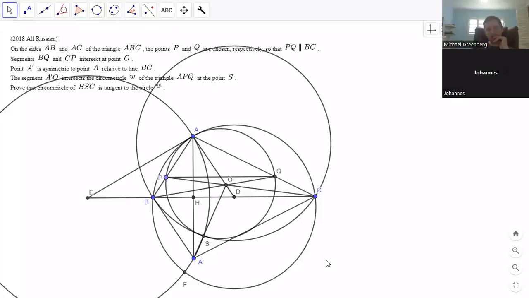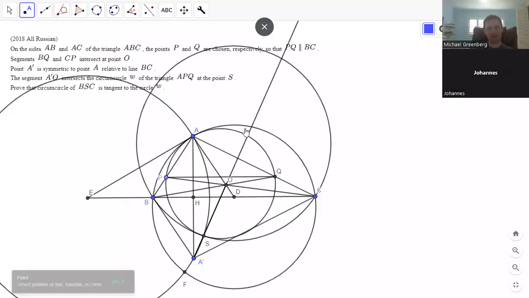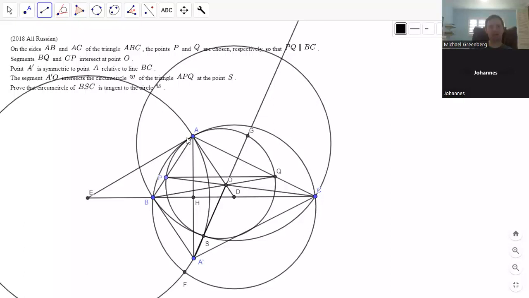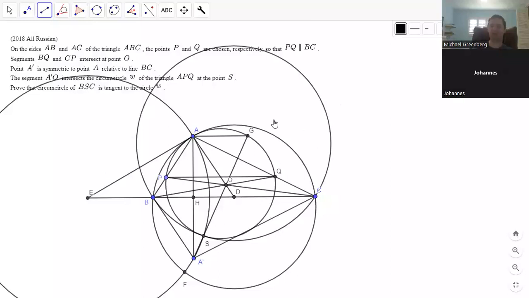What's also really weird to me is that we have to take S to be between A prime and O, and otherwise the problem is just not true. I don't understand why that would be. There has to be something special about the other intersection. Oh, it looks like if we take the other intersection, that's on the parallel through H to BC. So that would make sense why we have the specific intersection. They're two special points, kind of. One is the parallel, the other is this point.